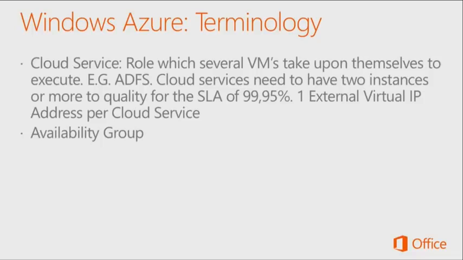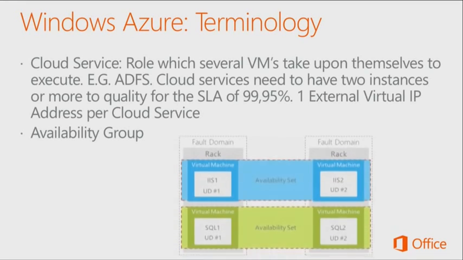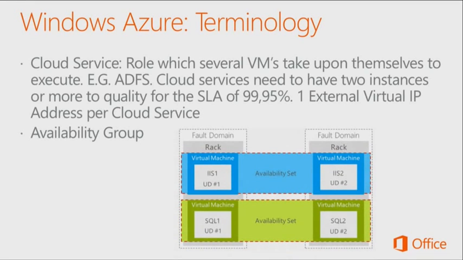So some terminology. A cloud service is a role which several virtual machines take upon themselves to execute. ADFS cloud services need to have 2 instances or more to qualify for the SLA of 99.95% uptime. There is 1 external virtual IP address per cloud service. Okay, and then the availability group shows that we have 2 racks, basically. These are virtual machines, availability sets that make up an availability group with Windows Azure.